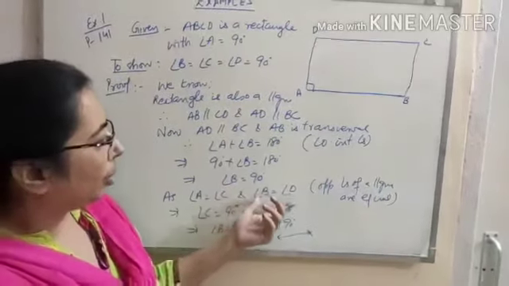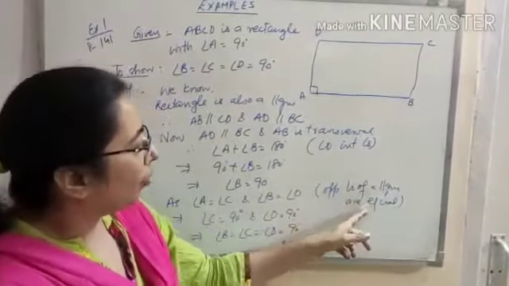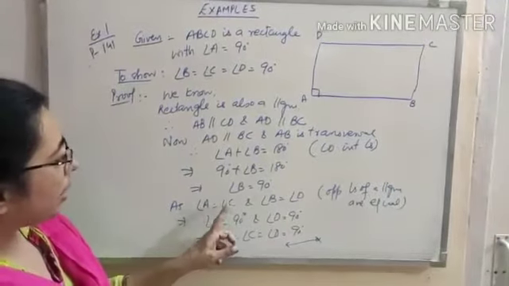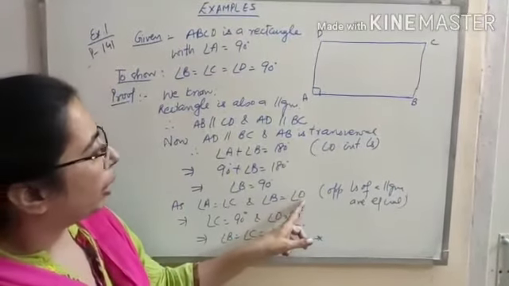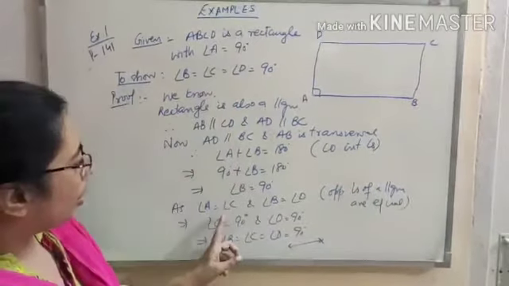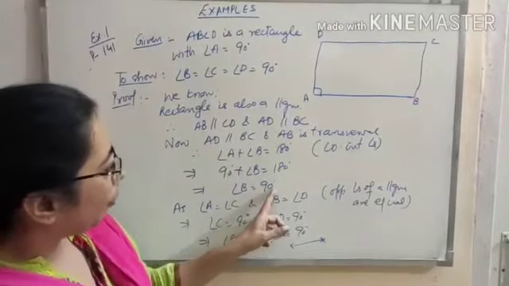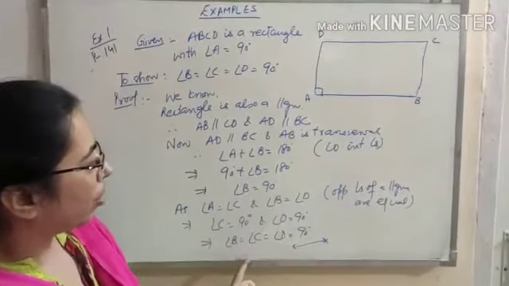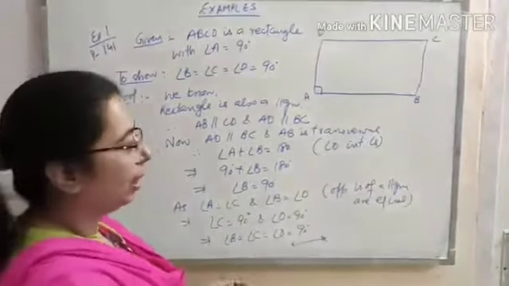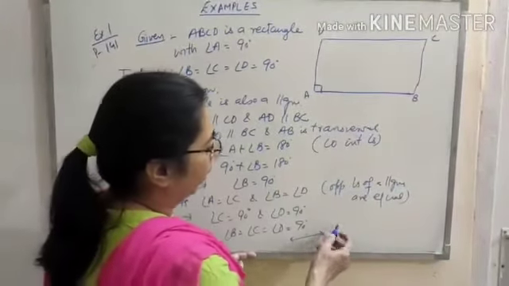Now we apply the property of parallelogram. Opposite angles of a parallelogram are equal. It means A is equal to C and B is equal to D. A is 90, so C is also 90. B we have proved 90, so D is also 90. So all the angles B, C, D, they all are equal to 90 degree.